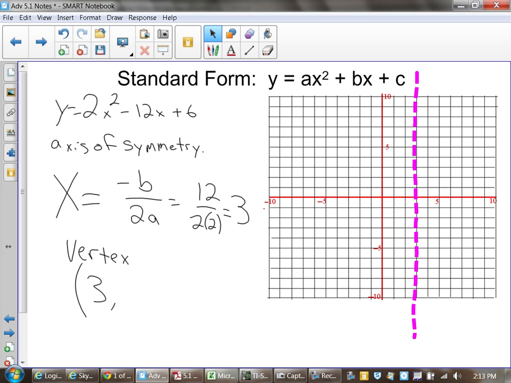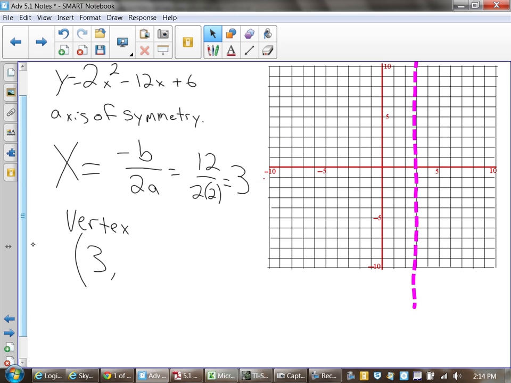You just substitute it in. In the example I have up here, we have 2 times x squared minus 12 times x plus 6. So if I substitute in 3, we get 2 times 9 minus 12 times 3 plus 6. 18, minus 36, plus 6, so it's negative 12. So my vertex is at 3 comma negative 12.